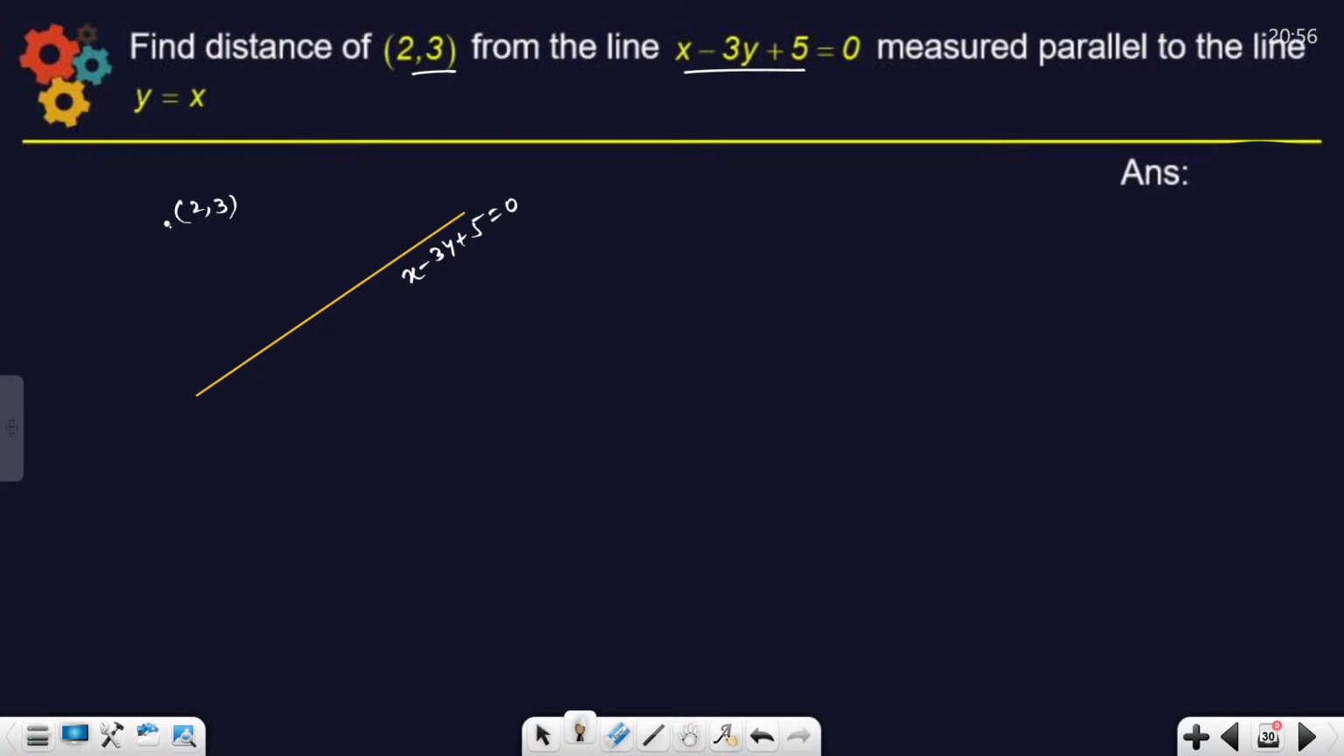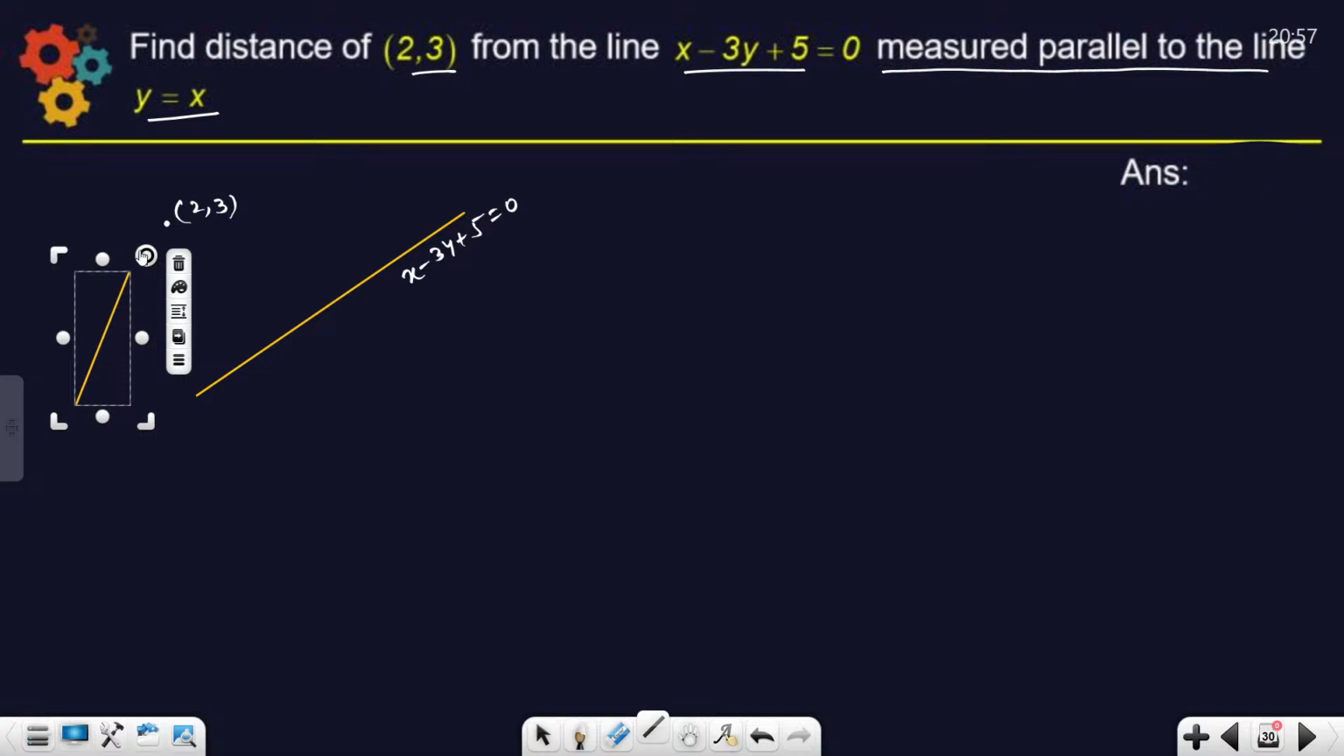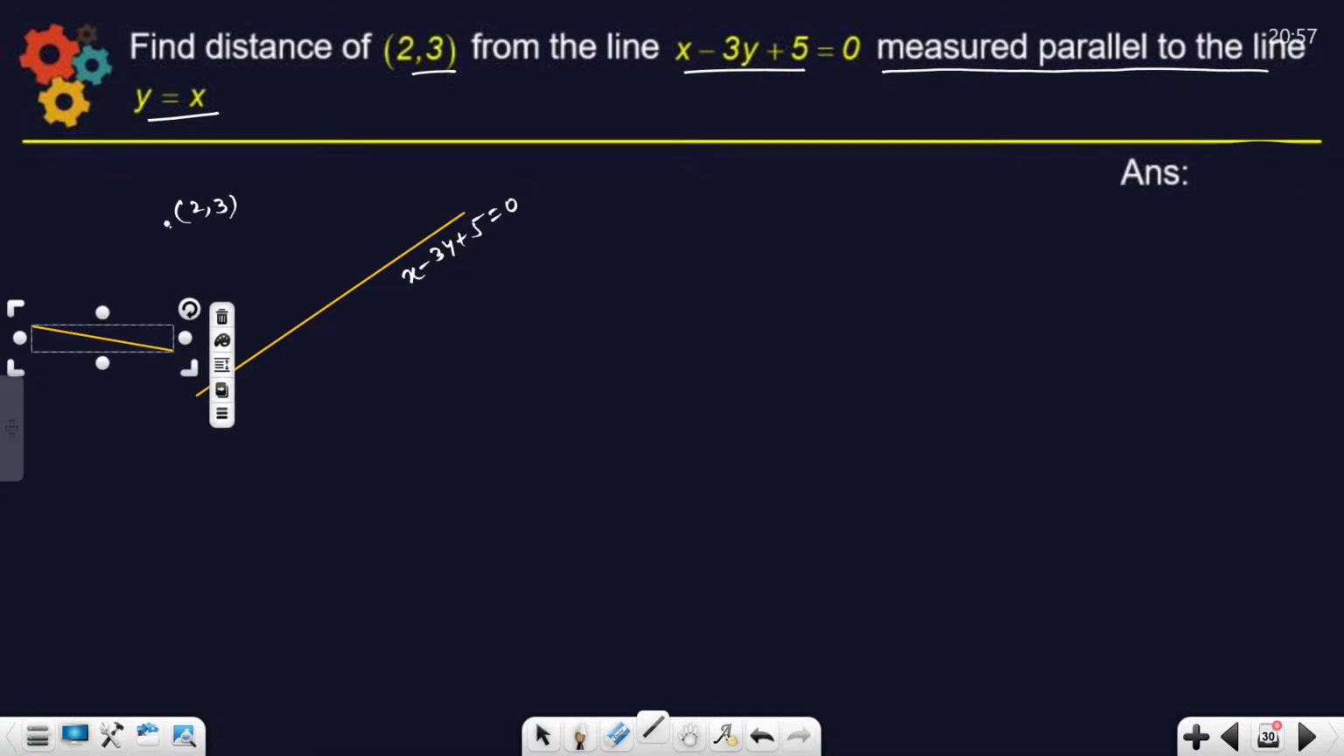So you have to find out the distance from this point to this line, but not perpendicular distance. What they have said, it is measured parallel to the line y equals x. Suppose y equals x is, let us say, this line. Let me just take it here. Let us say this is my y. Otherwise, it will be difficult for us to draw the diagram. Let us say this is my y equals x. Is it clear?